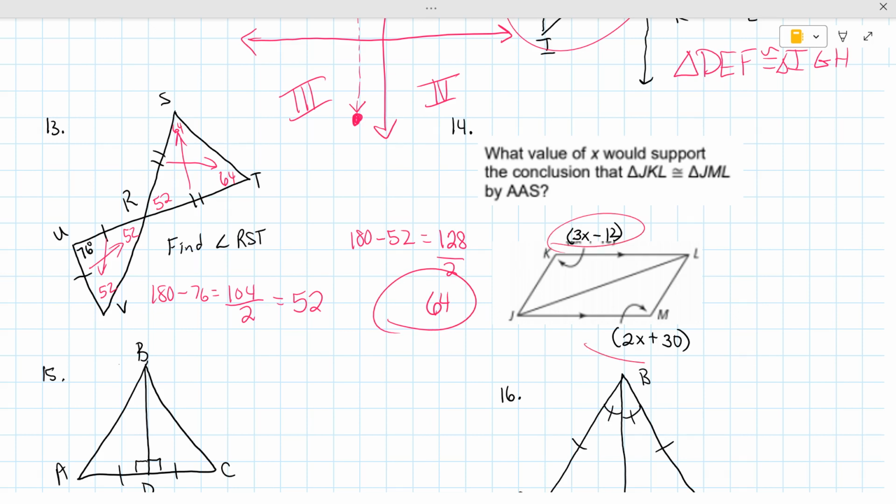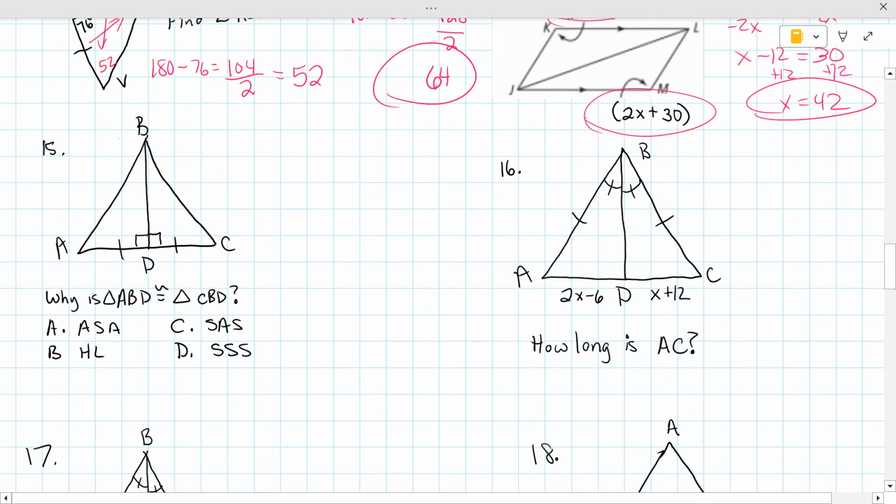What do you do with these two angles? Set them equal to each other. 3x minus 12 equals 2x plus 30. So subtract 2x. x minus 12 equals 30. Add 12. x equals 42. So if x is 42, that would make this one 84 plus 30, like 114, and that one 114, and that would make it work out. Okay.